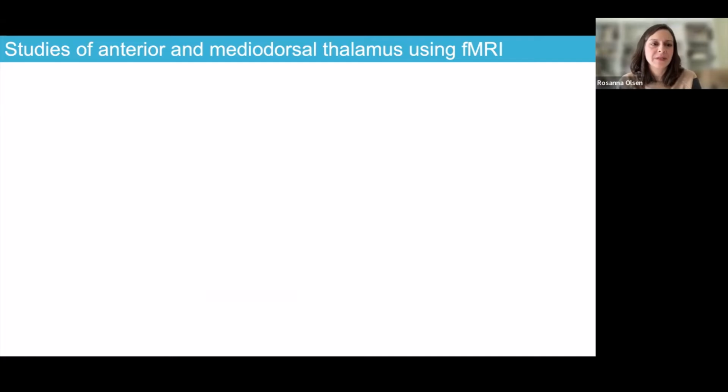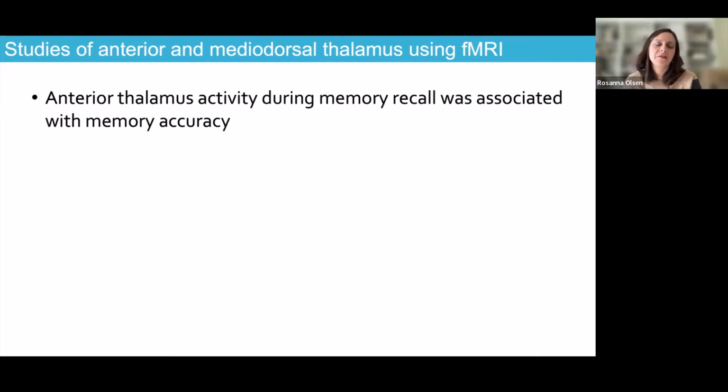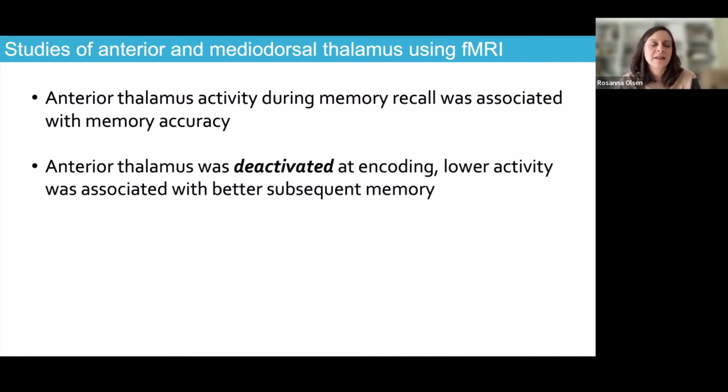So just to recap this study, what we saw was that the anterior thalamus was active during the memory recall phase, and that activity was associated with memory accuracy. And I mentioned to you that the anterior thalamus was deactivated during encoding in that it showed lower BOLD activity compared to baseline. And in fact, what we saw is the lower the BOLD activity, the higher the probability that that trial was correct. So more deactivation at encoding was actually associated with subsequent memory.